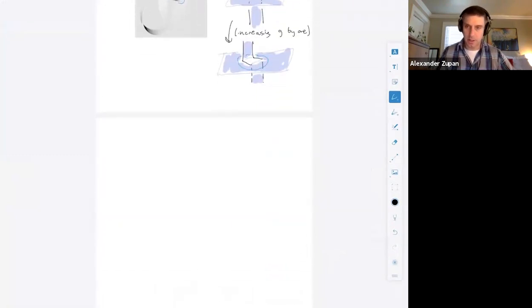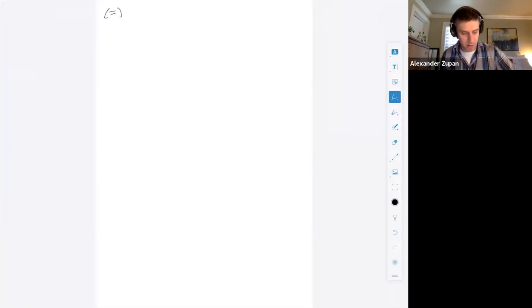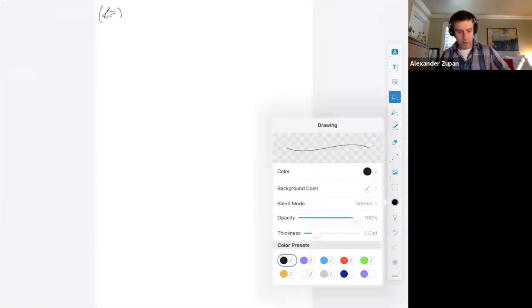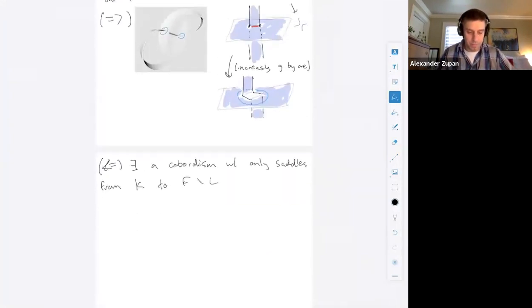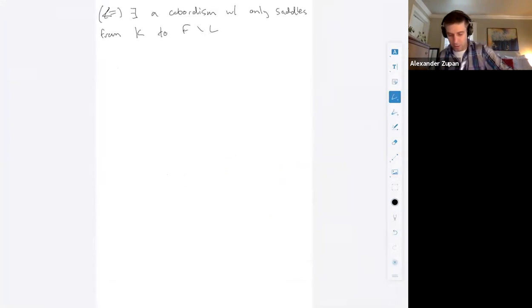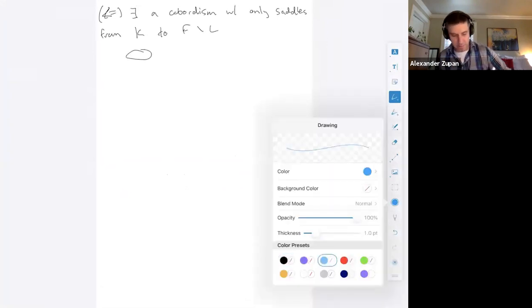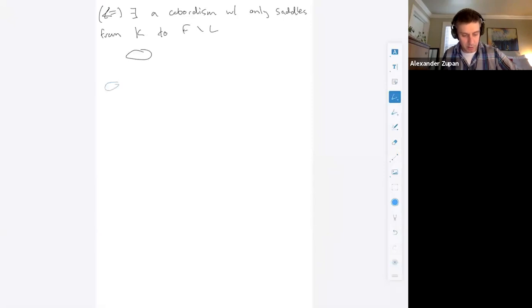The reverse direction is maybe a little trickier, but not so bad. This is the reverse direction. And so there exists a cobordism with only saddles from K to F cut along L. So maybe I should use this example again. If I cut open along my unlinked derivative, I have my knot K. And if the unlinked derivative has two components, each of those will leave two boundary components when I cut open.